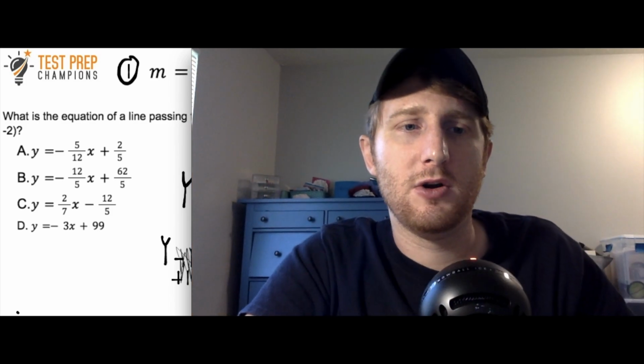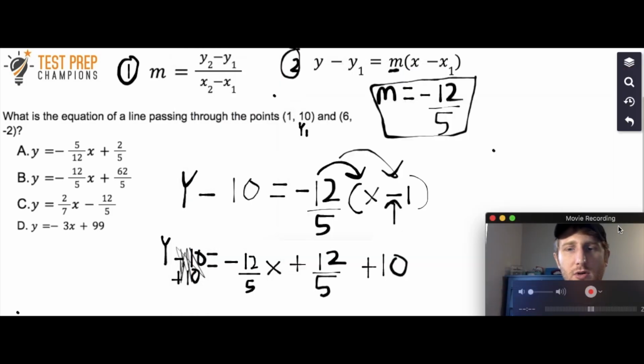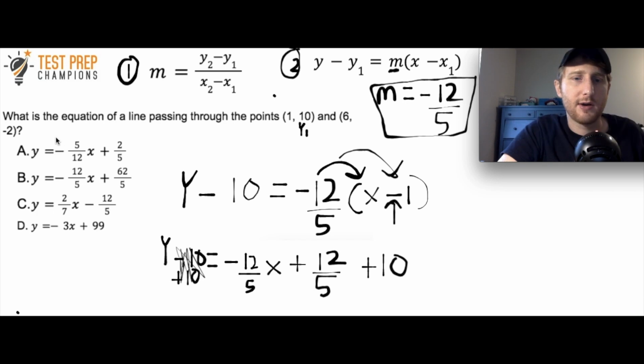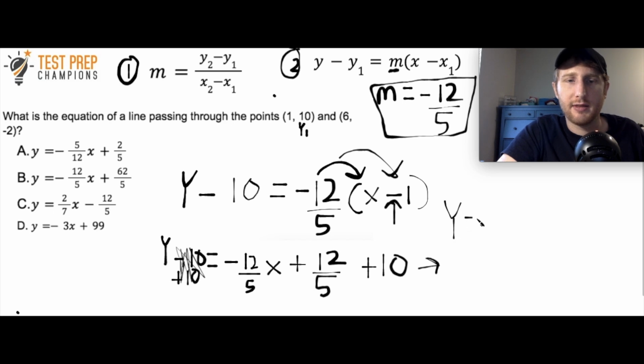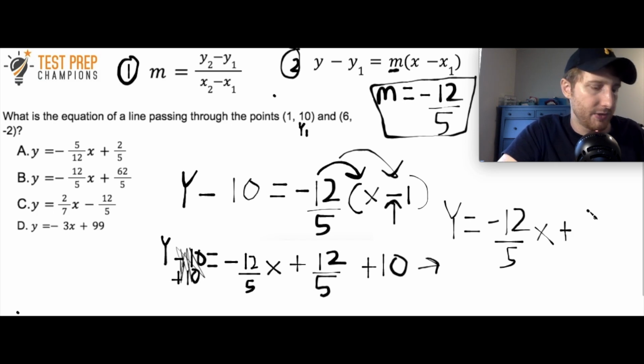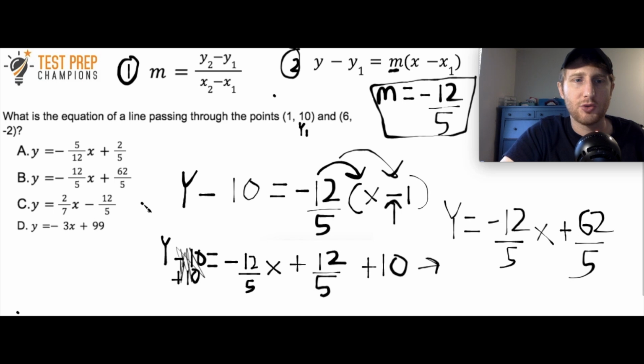All right, and so really you could have done this by hand if you wanted to. If you're comfortable with that, that's fine. But I'm just giving you another option. It's up to you to decide on your test if you get a scenario like this, if you want to do it by hand or in your calculator. And for the sake of time, I just did it in my calculator right now. So I'd have y equals -12 over 5x plus 62 over 5, which corresponds to answer choice B, all right?